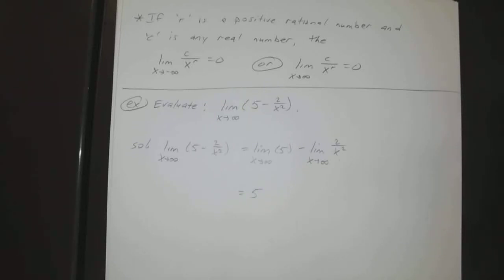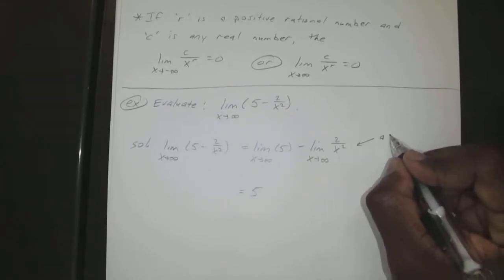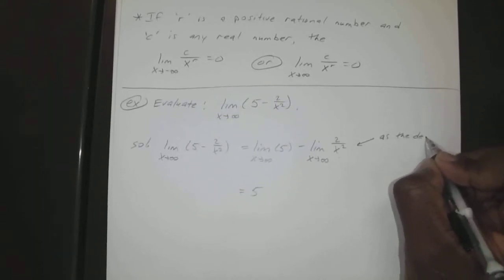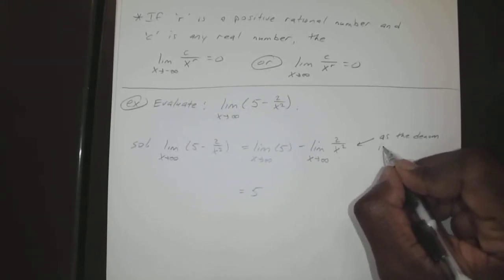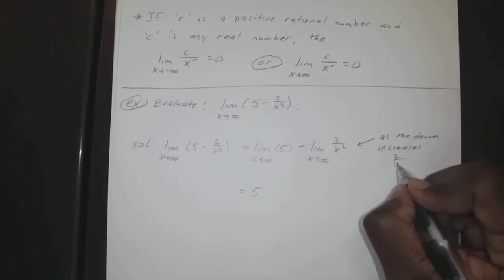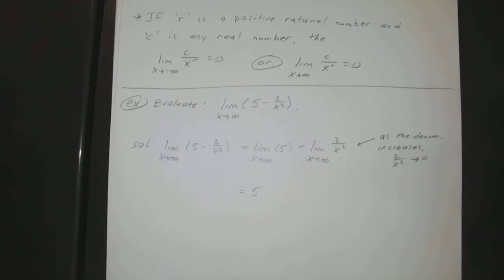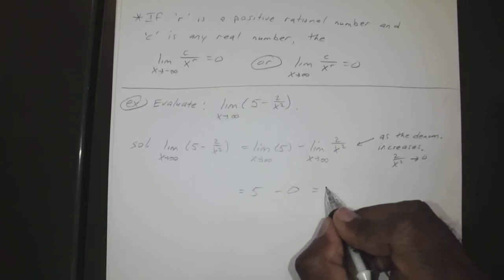So as x is getting bigger and bigger and bigger, not only do you have x getting bigger, but you're now squaring it. So it's getting bigger even faster. So it's getting closer and closer to 0. So here, as the denominator increases, 2 over x squared approaches 0. Okay, so you have 5 minus 0, which is 5.